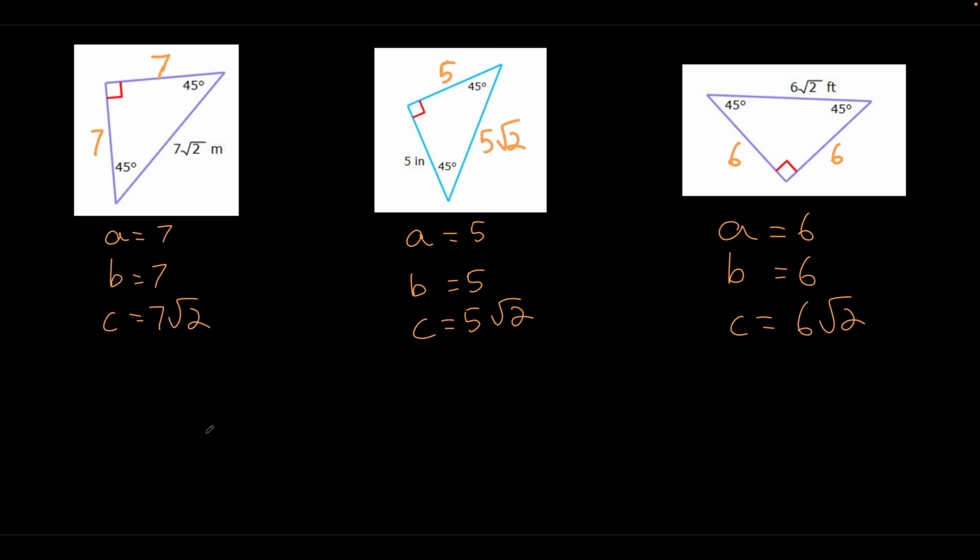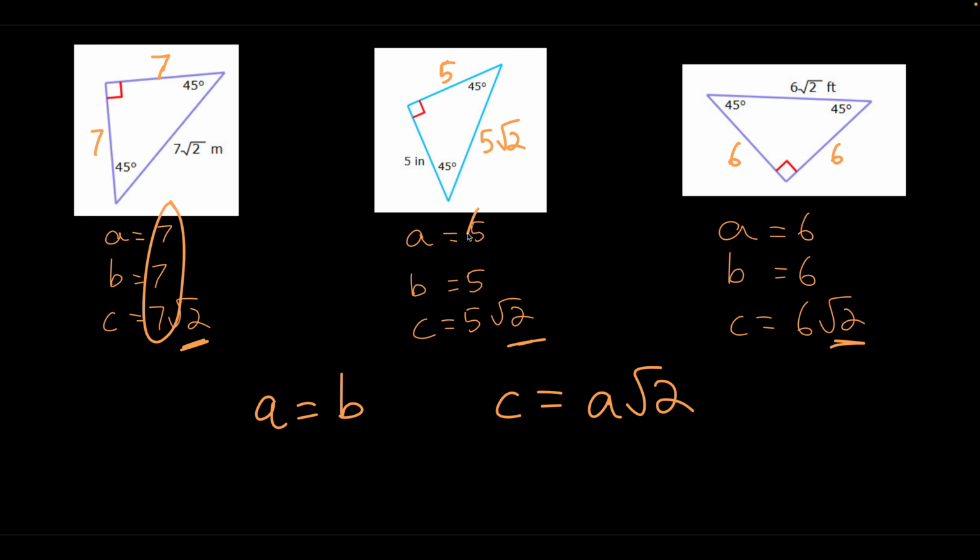So you should have noticed that A and B are always the same number, right? So if A is 7, B is 7. If A is 5, B is 5, okay? And you should have noticed that C is always equal to, let's say, A times the square root of 2, right? There's always the square root of 2, and it's always the same number for all of these. You could also say that C is equal to B square root of 2, but most of the time it's written as C is equal to A square root of 2.